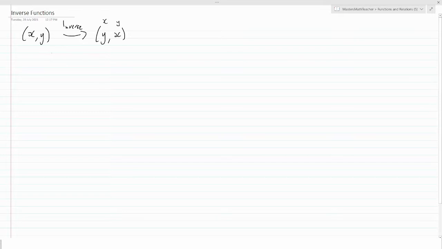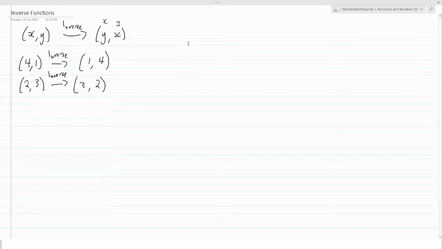So let's see what I mean by that. The point 4, 1. If we find the inverse of this coordinate, we end up with 1, 4. Let's do another one. 2, 3. The inverse of this is 3, 2. Okay, let's see that on a graph.